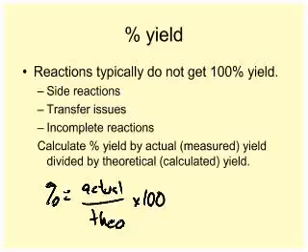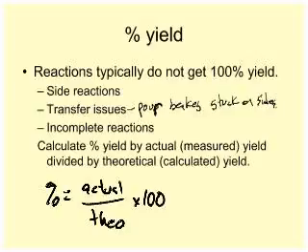Percent yield. Reactions typically do not get 100% yield, and we saw that on one of the previous problems that we did. Why is that? There are side reactions that happen. There are transfer issues. If I pour from one beaker to another, there's stuff stuck on the side. Right? We lose a little bit.